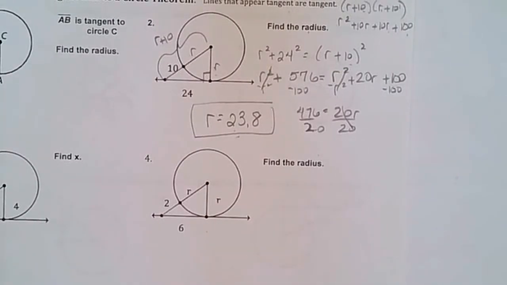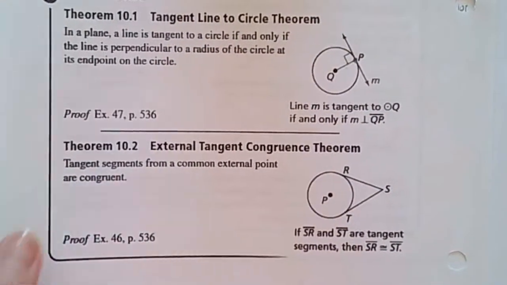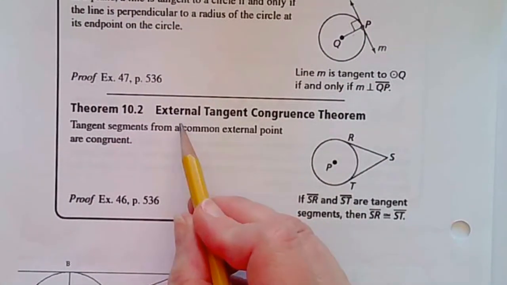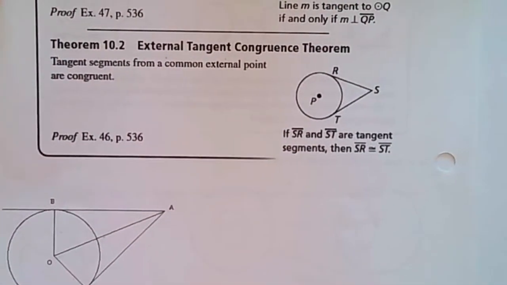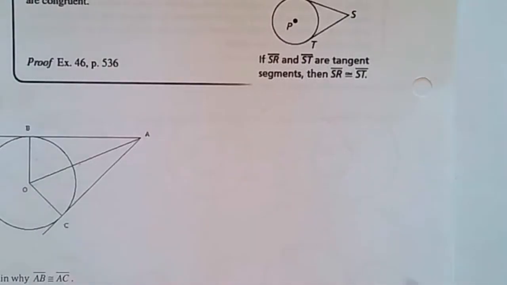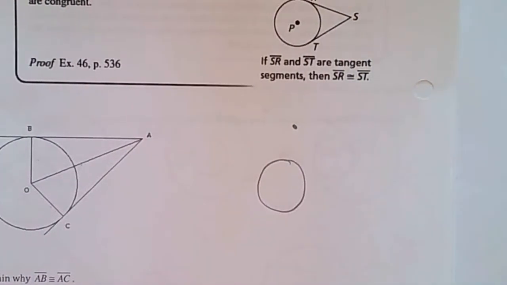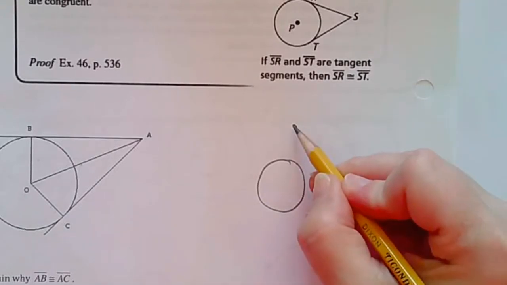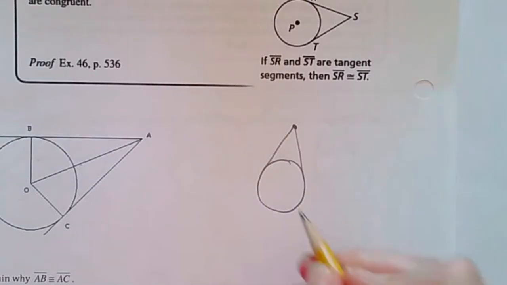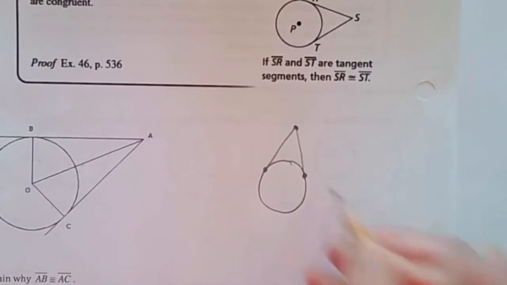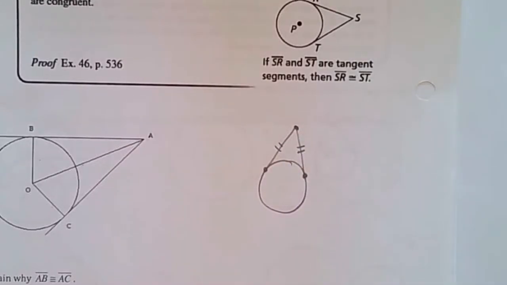Okay, so that is a review of what we've previously done. This is our new theorem for today, the external tangent congruence theorem. So this is basically what it's going to say. It says if you have a circle, and if you have a point out here, and then you draw two tangent segments to the same circle, point of tangency, then these two segments are congruent to each other.